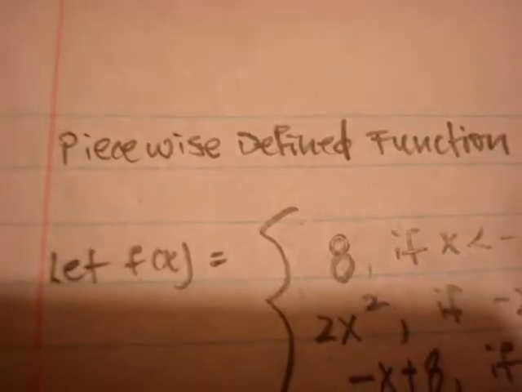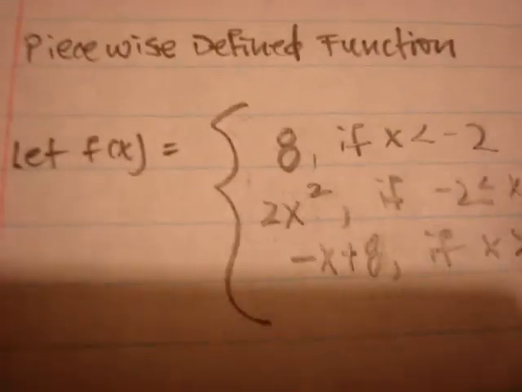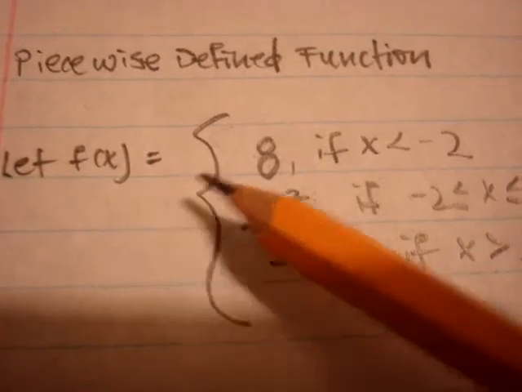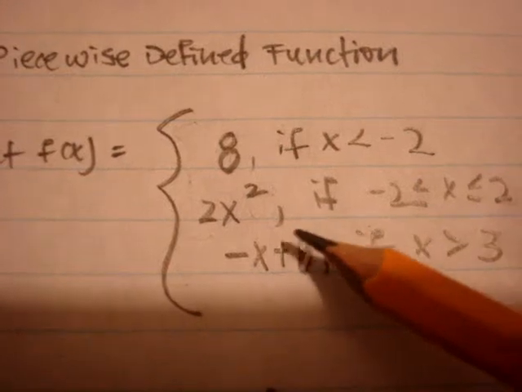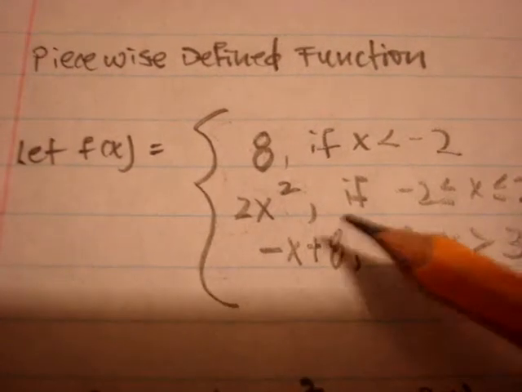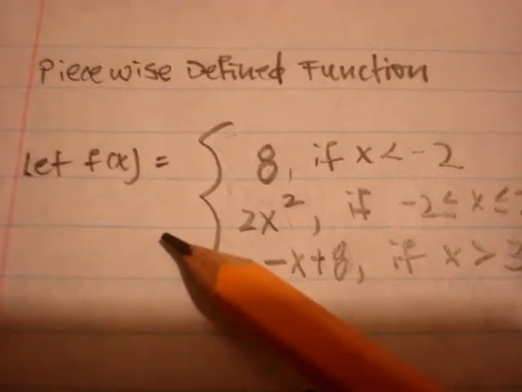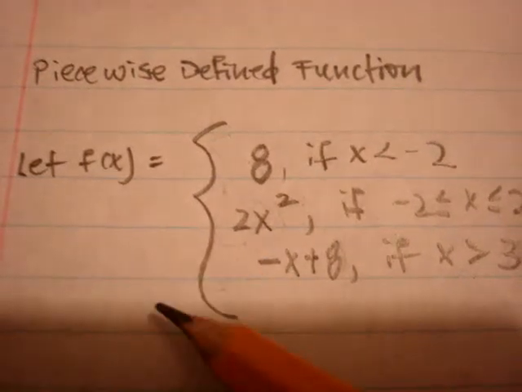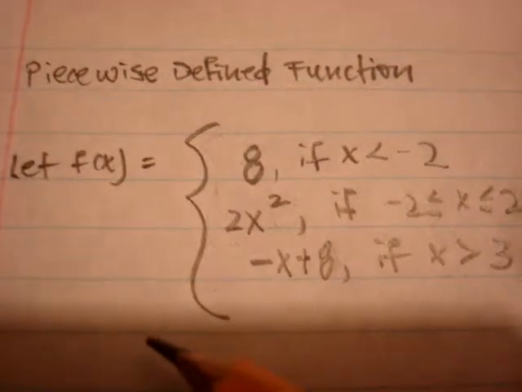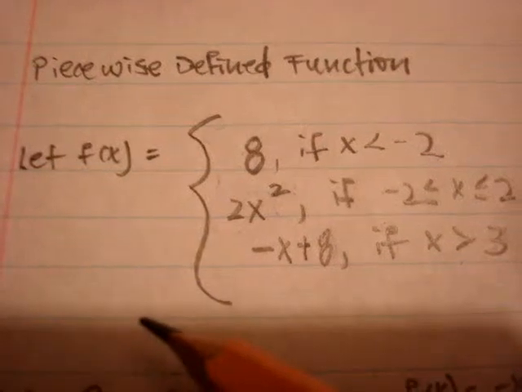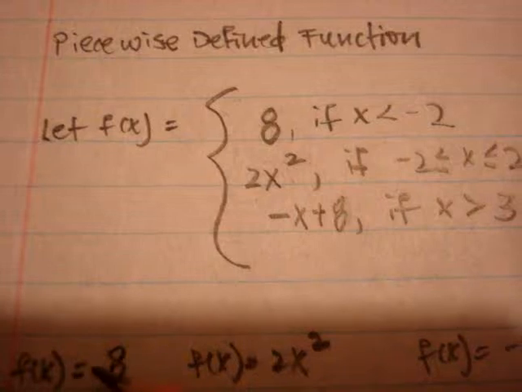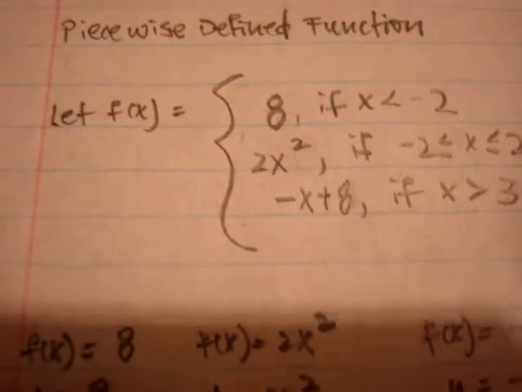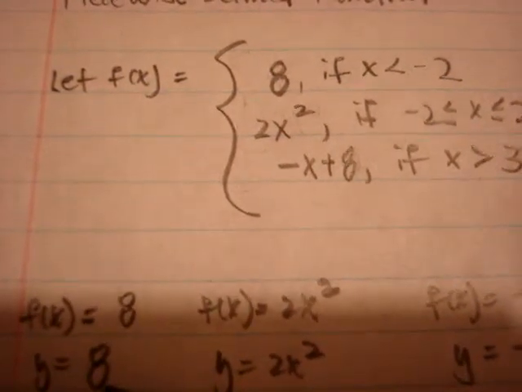Piecewise defined function. We're given this piecewise defined function, and the question is that they want us to graph it. So to graph this function, we first need to make it into an equation and then plug it in to find the 2 points to graph it. So f of x equals 8 is equivalent to y equals 8.